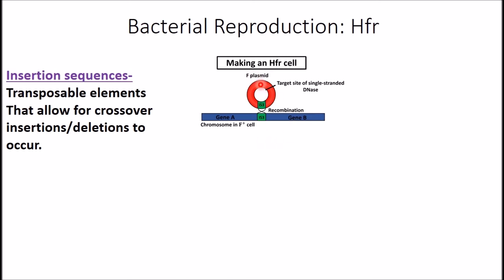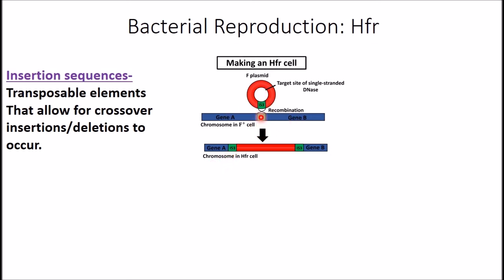Very rarely, an F plasmid will have one of its insertion sequences that have sequence homology with another insertion sequence, and will allow for a crossover event to occur. Notice that this is the crossover here, and it's going to incorporate into the chromosome of the HFR cell. It's now found within that circular chromosome of the haploid cell, and it's now called an HFR cell. So an HFR cell is a cell that has incorporated the F plasmid into its genome.